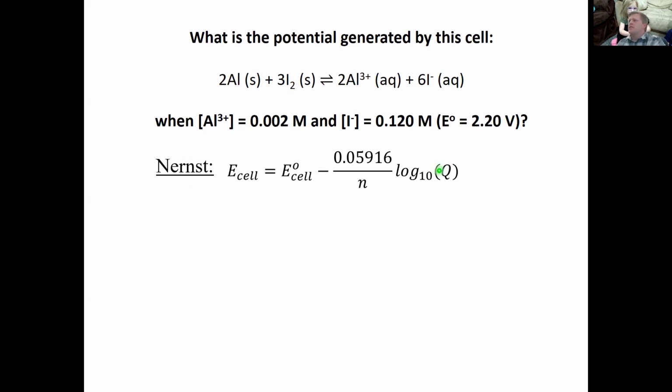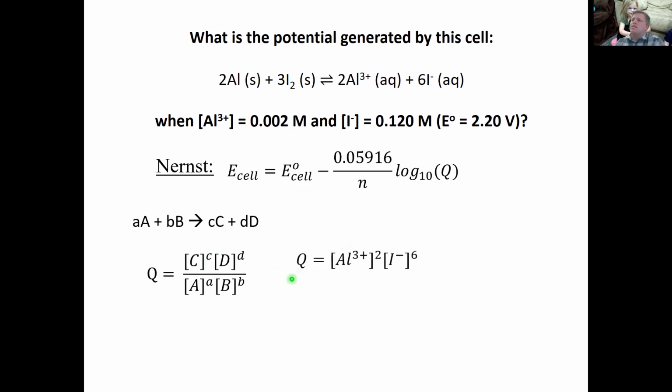Let's review really fast what our reaction quotient is. So if you remember, the reaction quotient is your products divided by your reactants. And so that will look like this. We will take our concentration of aluminum. We'll have to square it because it has a coefficient of 2 in front of it. We'll take our concentration of I minus. We'll have to raise it to the power of 6 because it has a 6 coefficient in front of it.